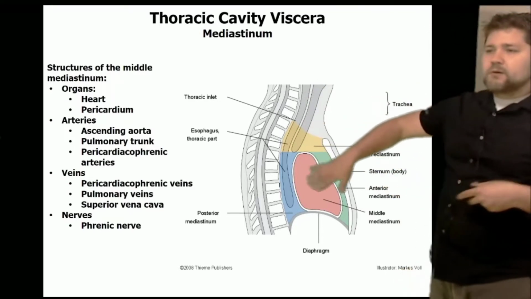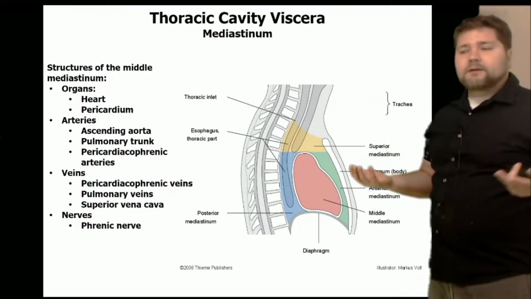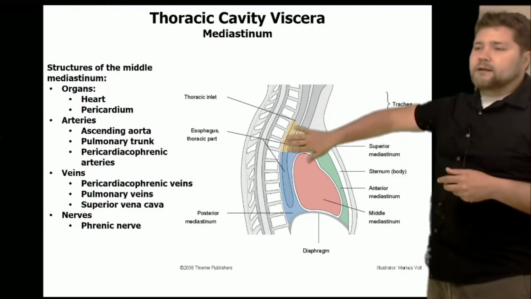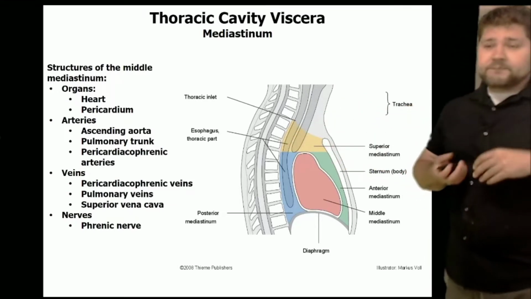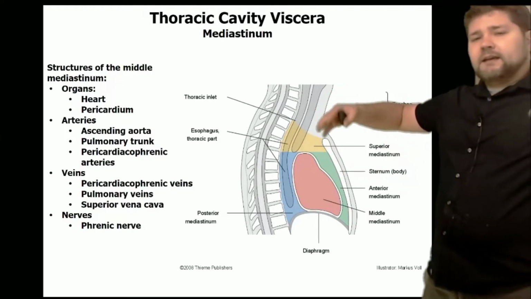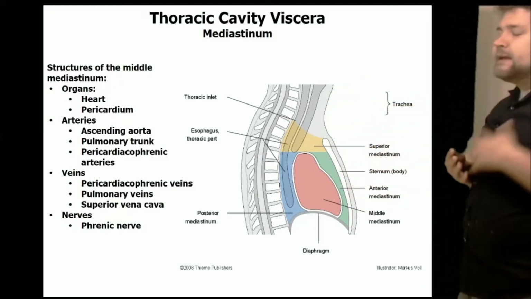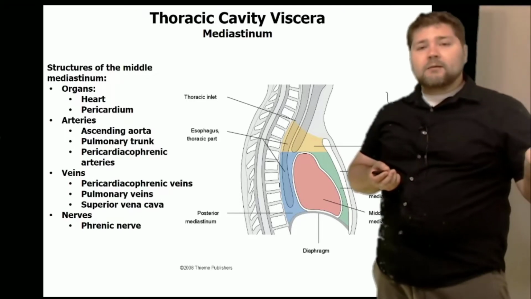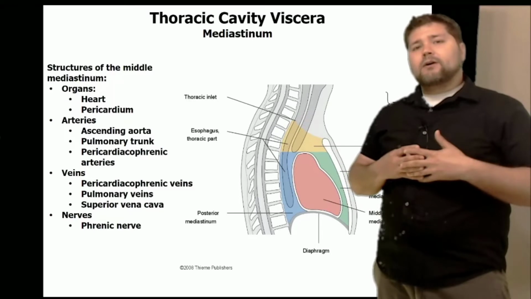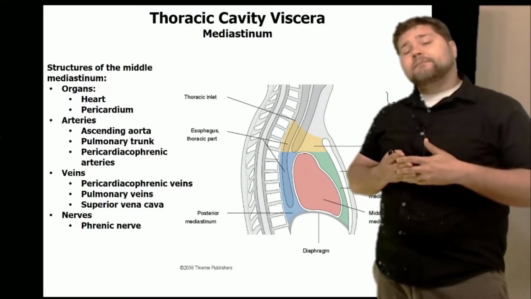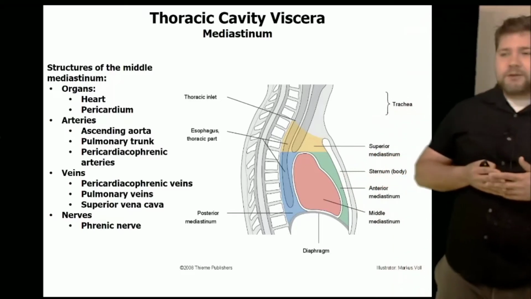As far as veins go, pretty much just the opposite of what we saw with the arteries. So we get the pericardiacophrenic veins, same thing, on the lateral aspect of the heart. If you see veins and arteries just hanging on the side of the pericardium, think pericardiacophrenic. Then pulmonary veins and the superior vena cava. Pulmonary veins are just going to be dumping all the oxygenated blood into the left atrium. And then the superior vena cava was the merger of the left and right brachiocephalic.